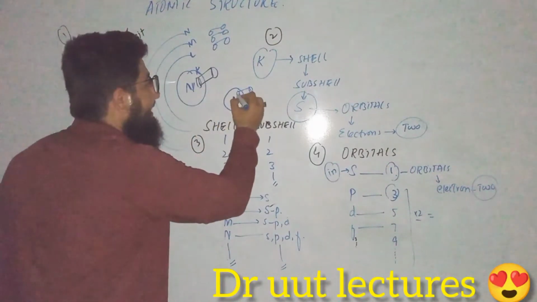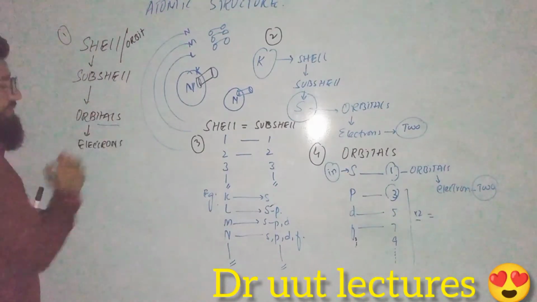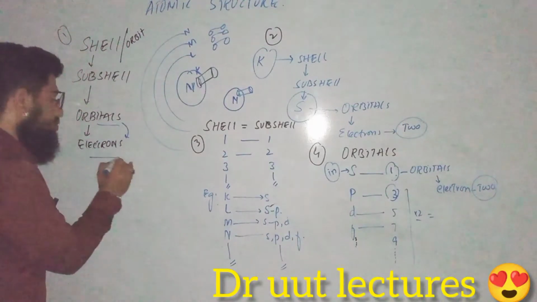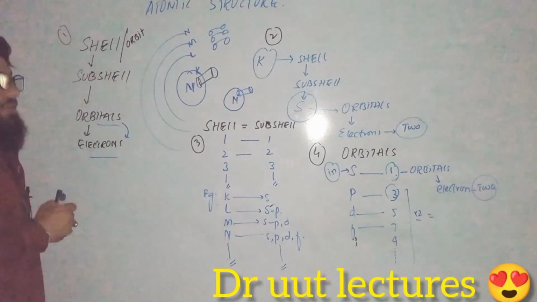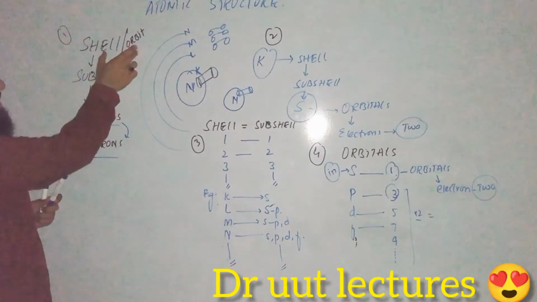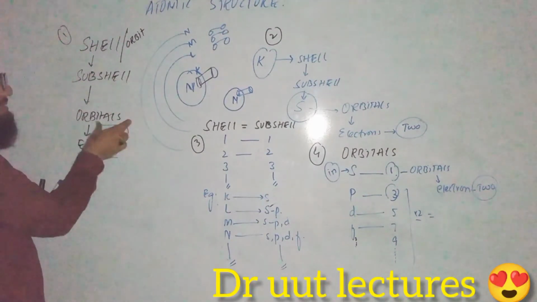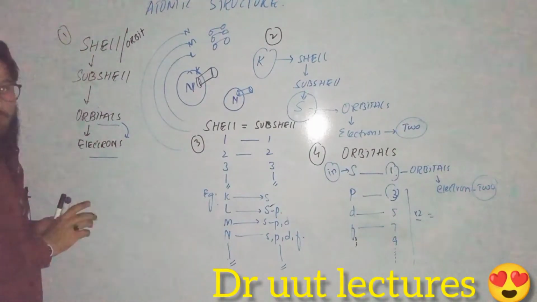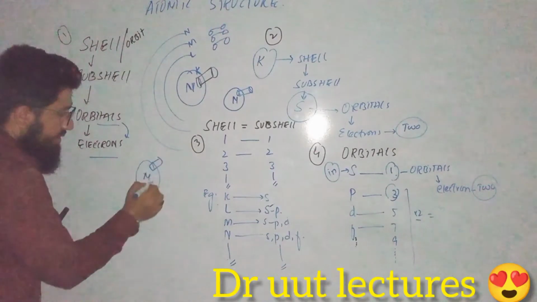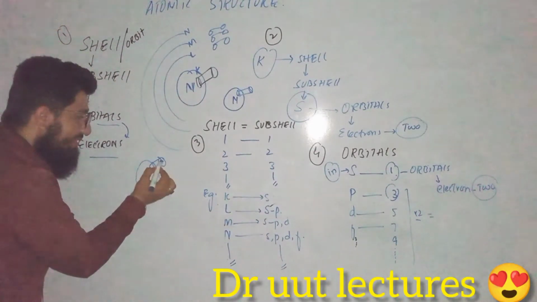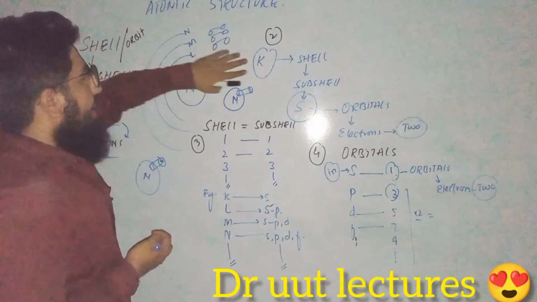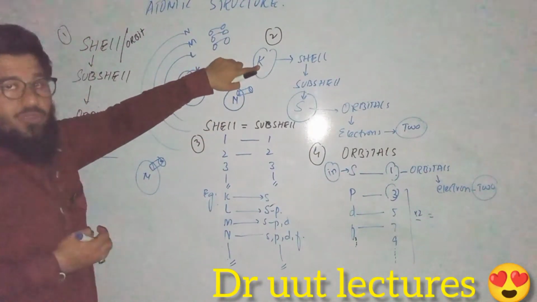Those are called orbitals. And in those orbitals there are electrons. Very simple. We have shells or orbits, in them there are subshells, in them there are orbitals, and in the orbitals there are electrons. Nucleus, shell, subshell, orbitals, and in the orbitals there are electrons. So here we have our diagram, and from here we will start the next part of the discussion.